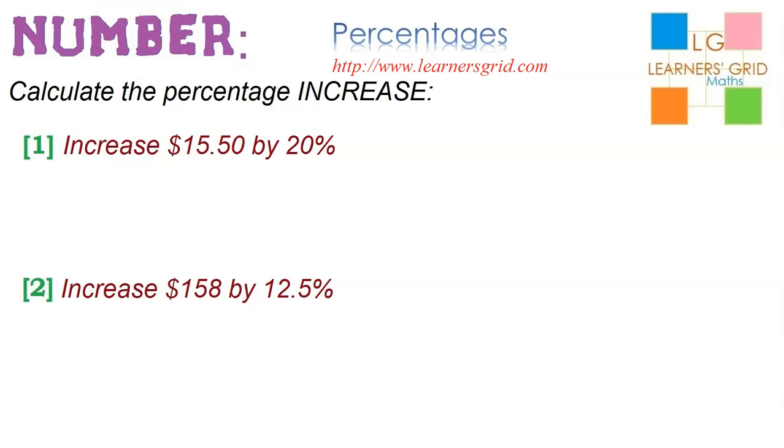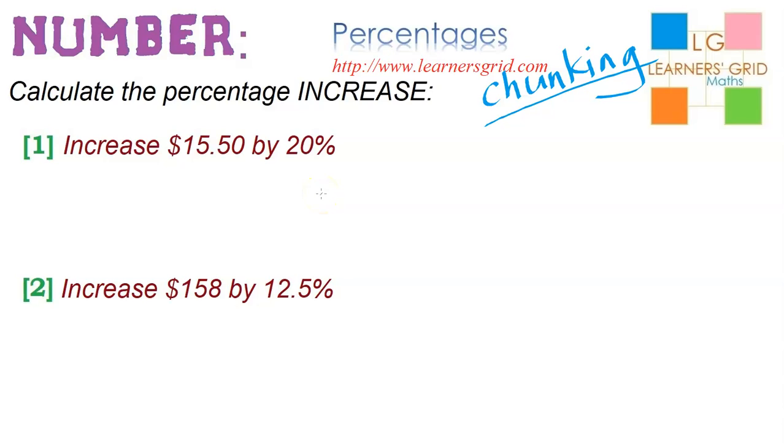Now in this tutorial video, I'm going to be demonstrating how you can calculate a percentage increase using a written method. And the written method we're going to use is called chunking. So let's start with this approach. Let's look at number one. It says to increase $15.50 by 20%.